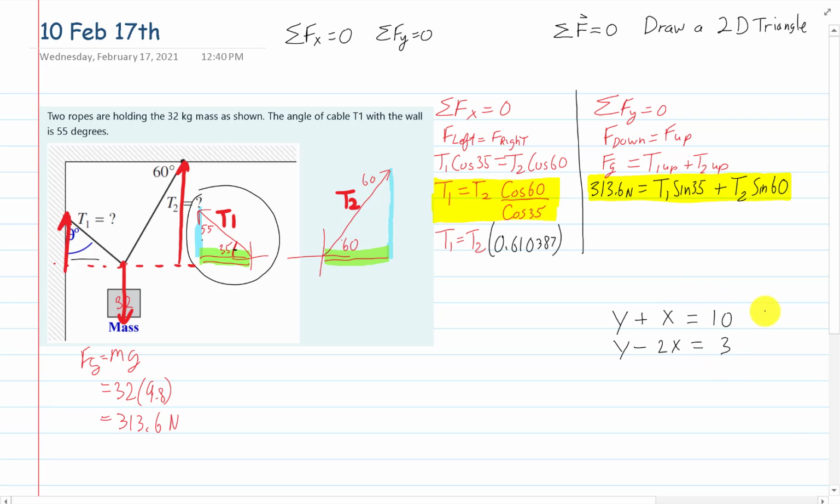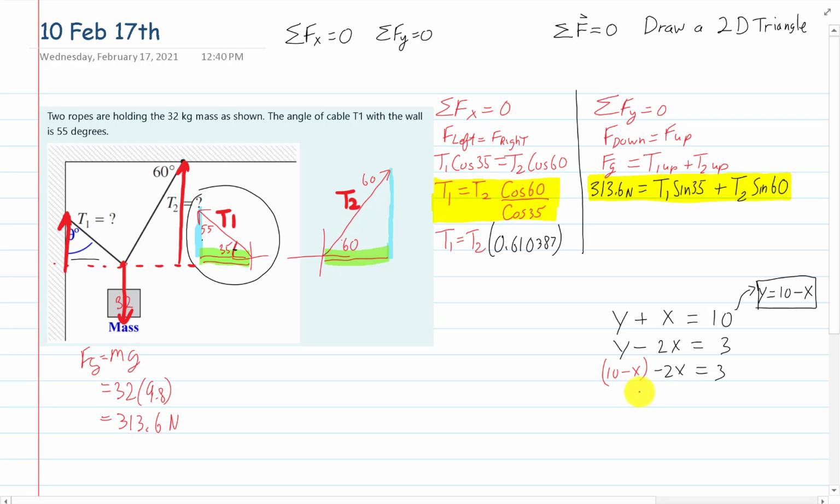These are just two lines, and you have to find out where they intersect. How do you solve this? If you have two equations, two unknowns, you isolate one of them and substitute it. So for this one, y equals 10 minus x, just rearrange it, and then put that into wherever y is on this next one. So we go 10 minus x, that's our y, and then we have to subtract 2x equals 3.